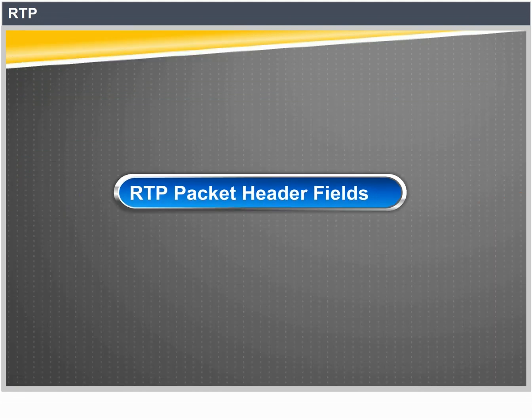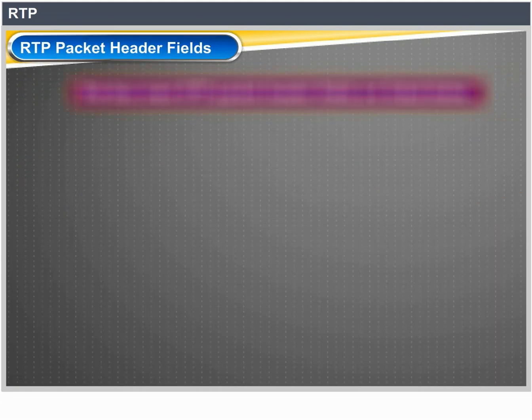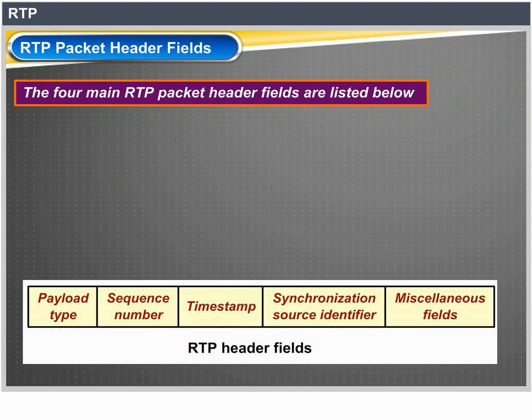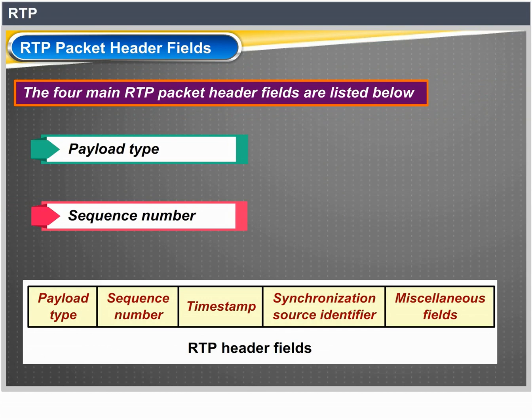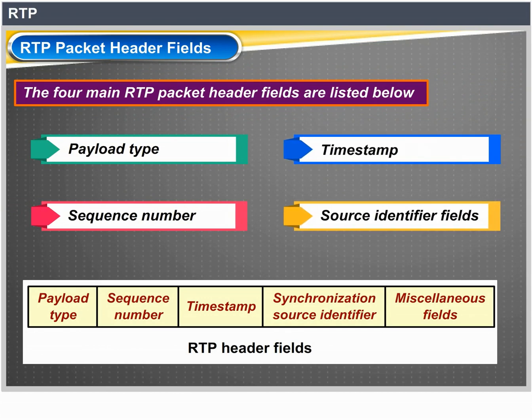RTP packet header fields. The four main RTP packet header fields are the payload type, sequence number, timestamp, and source identifier fields. Figure: RTP header fields.